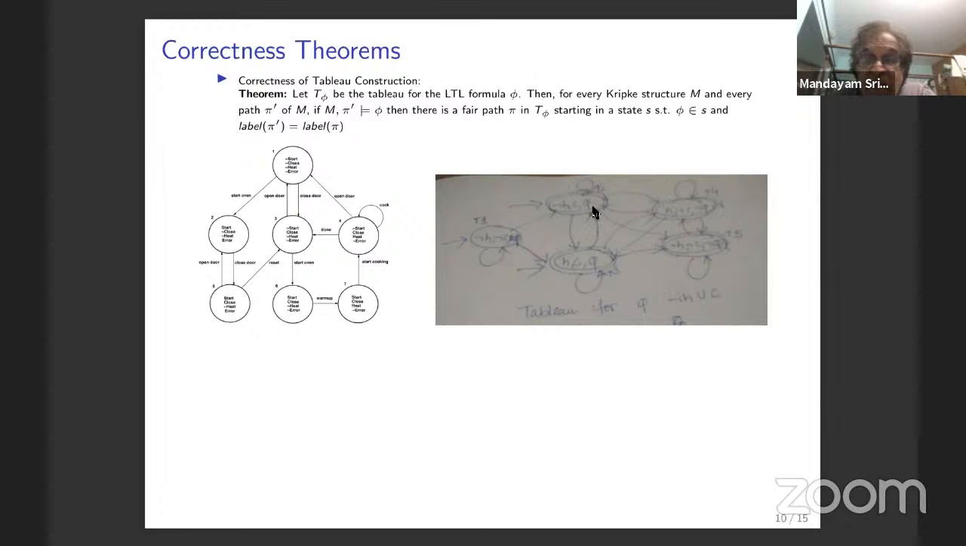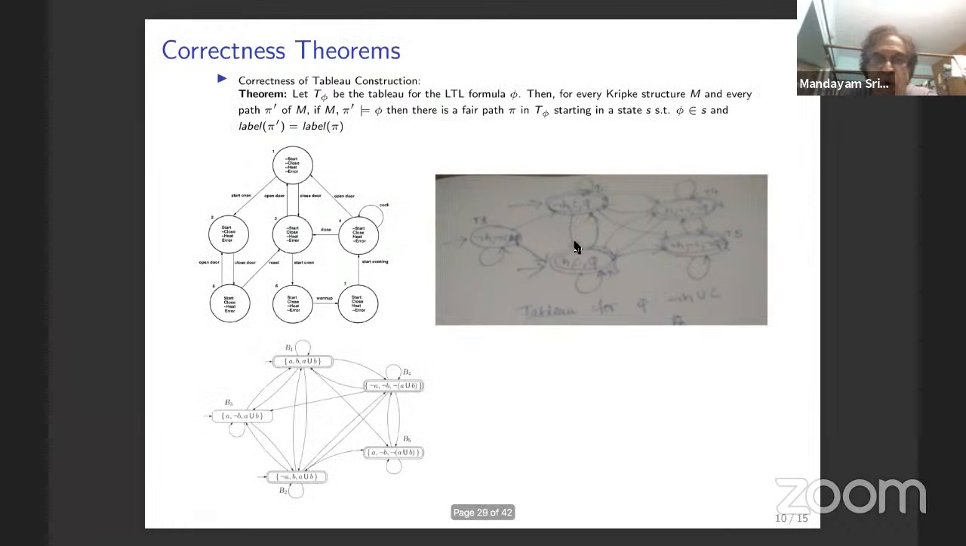Okay, so you see, phi is now not H until C. So this is the tableau. And the way I got this tableau is exactly, this is an until operator. You just instantiate this one with not H for A and C for B in this thing. So that's how you got this.